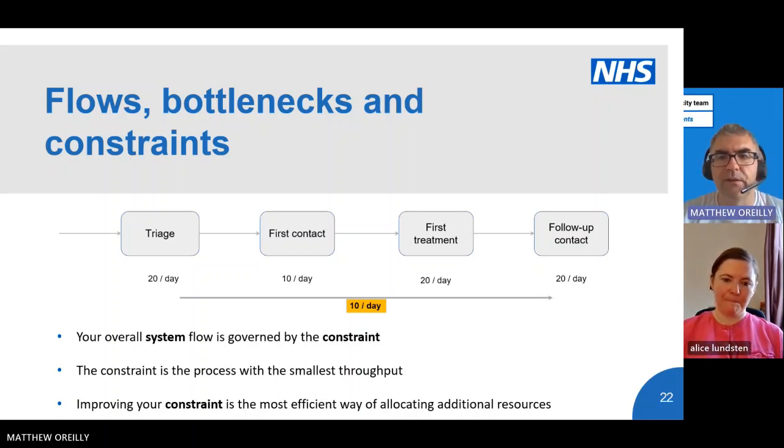And the constraint is, in effect, the process with the smallest amount of capacity available, or the smallest amount of throughput. If you were wanting to increase your capacity or your throughput through your pathway or your system, then this is where you would focus and identify how you might allocate additional resources to this step within your pathway. And appreciate this is a very simple example, but hopefully it gives you an idea of how you identify where the constraint or the bottleneck is.